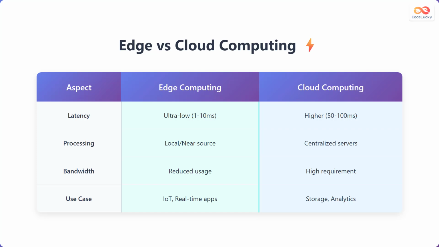Edge versus cloud computing. Let's compare edge computing with cloud computing. In terms of latency, edge computing provides ultra-low latency, approximately 1 to 10 milliseconds, while cloud computing has higher latency, approximately 50 to 100 milliseconds. For processing, edge computing happens locally or near the data source, whereas cloud computing uses centralized servers. Bandwidth usage is reduced in edge computing, but cloud computing requires high bandwidth. Finally, the ideal use cases for edge computing are Internet of Things and real-time applications, while cloud computing is better suited for storage and analytics.